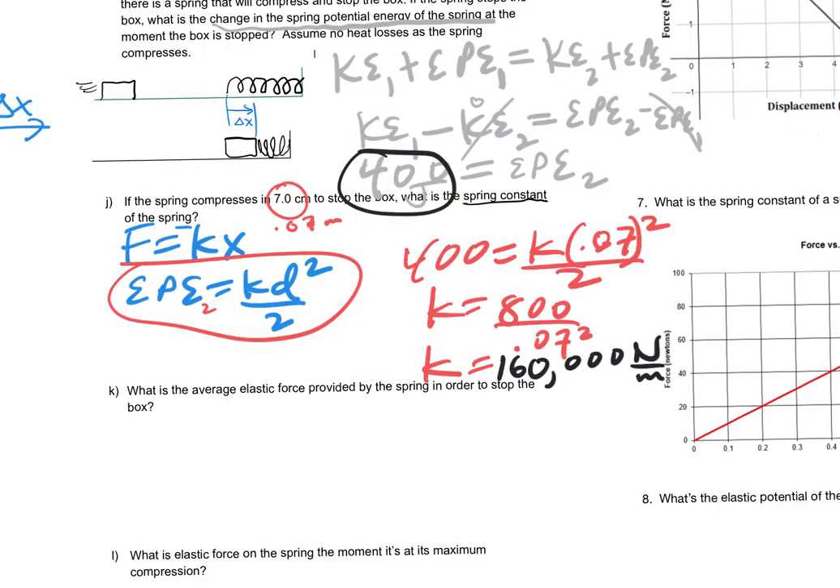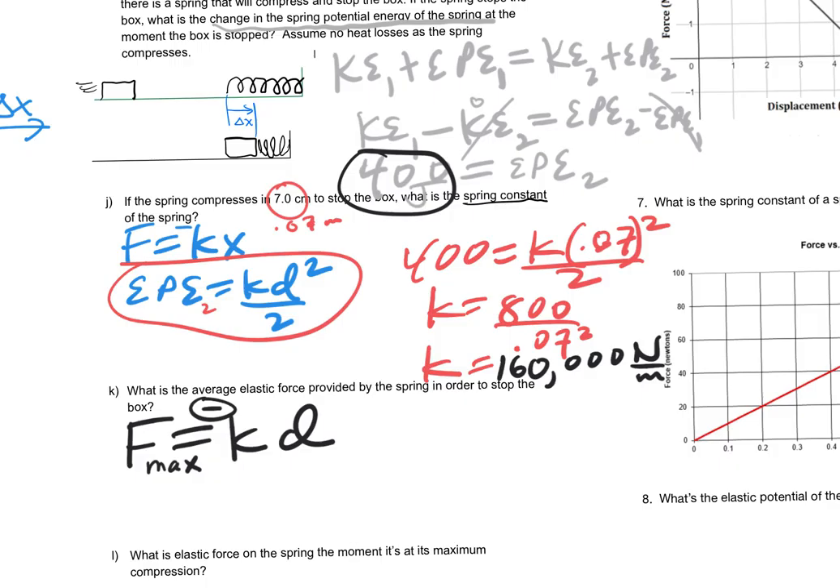What is the average elastic force provided by the spring in order to stop the box? Okay, I gave you this equation right here. But the negative doesn't really matter. It's just telling you that the force and the displacement on a spring are in opposite directions. So you can ignore that part. So I'm looking for the average. Okay, really, this is the maximum force.